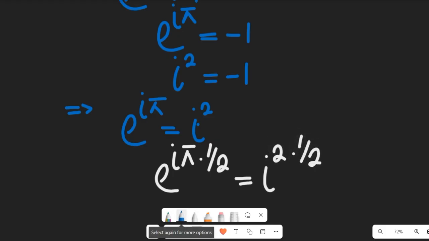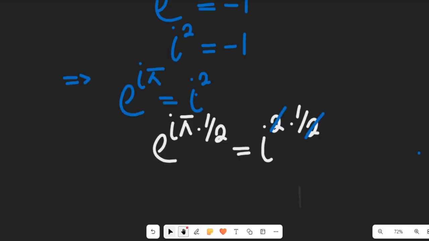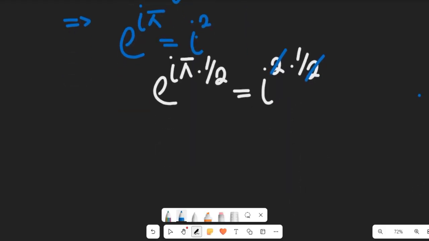So from that expression, 2 will cancel out 2, and then I'll have the exponent value of i pi divided by 2 to be equal to i. That is the unique expression I want to get from that part. Now if you see, I've gotten the value of i there, right?